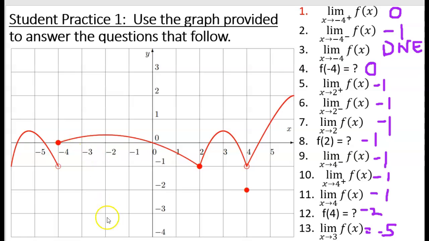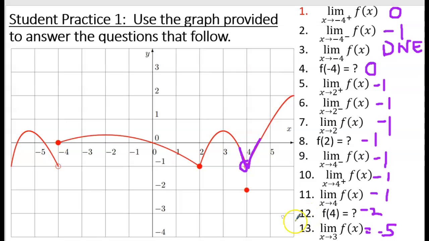Now for number 5, they're talking about approaching 2. As you can see here, from the left and from the right, they're the same, and that's also where the solid dot is. When that happens, all the answers are going to be the same. They're all negative 1. The next thing we'll look at is approaching positive 4. If you're approaching positive 4 from the right or left, either way you end up at this open dot, which has a y value of negative 1. So the left-handed and right-handed limits are both negative 1, so the limit is negative 1.